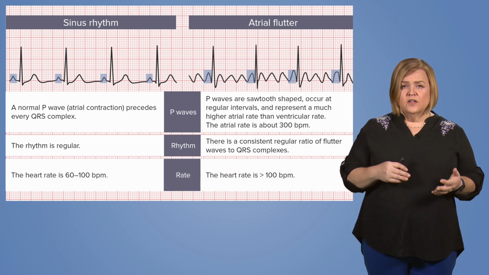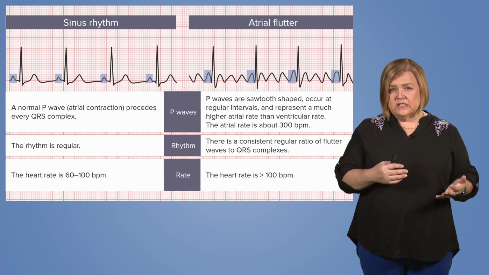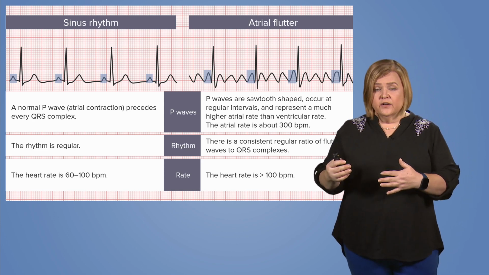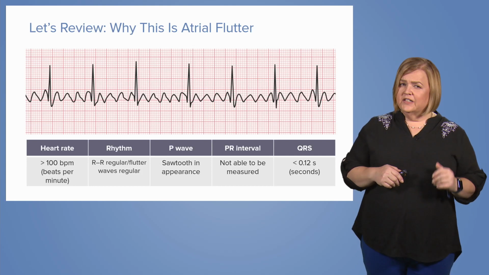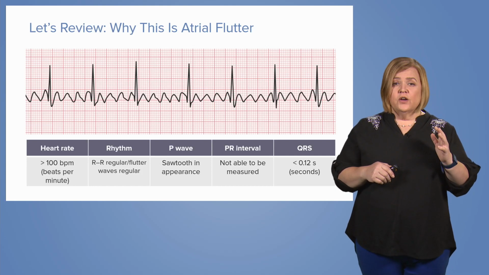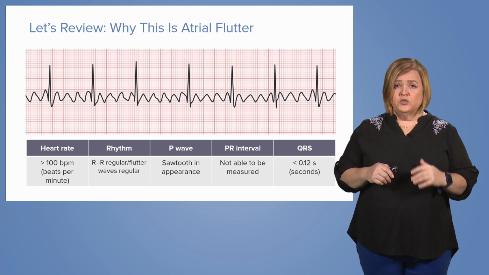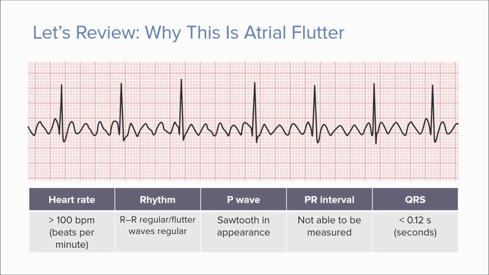Now looking at the rate, normal sinus rhythm, the rate ranges between 60 and 100. But in atrial flutter, the rate can really range. Usually it's greater than 100 a minute, and it might look like a really narrow complex tachycardia. So you want to watch really closely to differentiate atrial flutter as the actual rhythm. So the heart rate is likely going to be over 100. The R to R is going to be regular with flutter waves in between in a consistent ratio. The P waves are going to look sawtooth in appearance. The PR interval is not able to be measured, and the QRS will be normally less than 0.12.